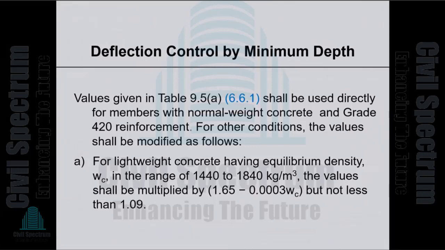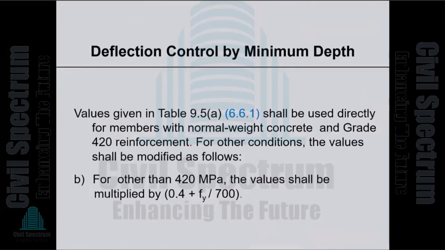Values given in table 95A shall be used directly for members in normal weight concrete, grade 420 reinforcement. For other conditions, the values shall be modified as follows. So if it is lightweight concrete, there is a modification to the values given in the table. I wouldn't go into the modification.